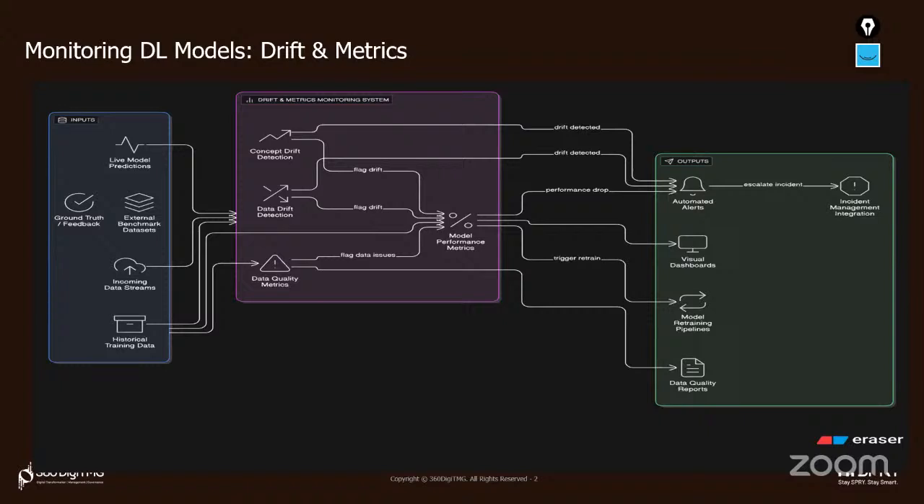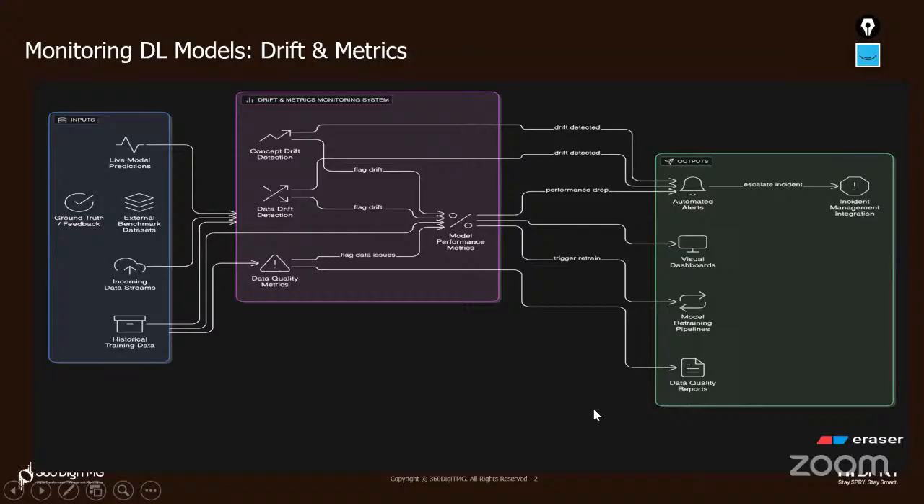Then there is a model retraining pipeline, which will automate retraining when the drift is detected, which will ensure the model adapts. Data quality reports will provide the detailed root cause analysis, explaining which features cause drift and which data sources failed. All these things we can send to escalate the issue to the incident management team. So this is how this monitoring is required.